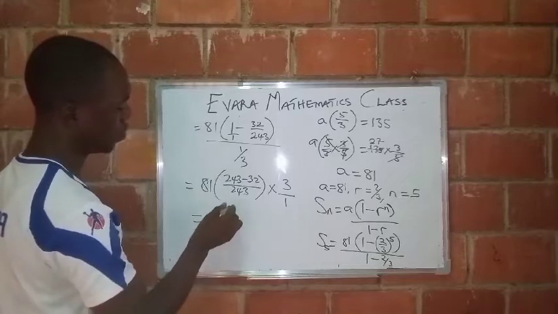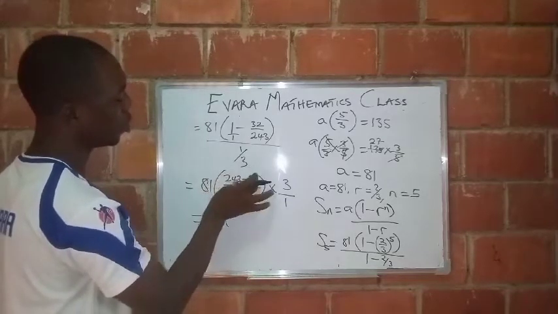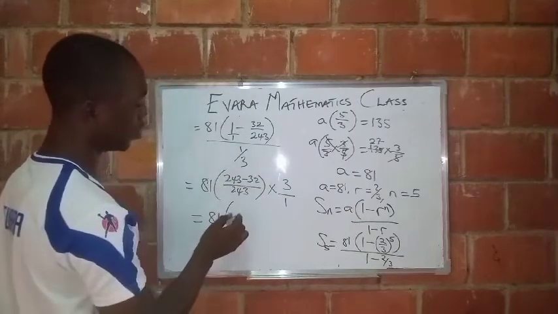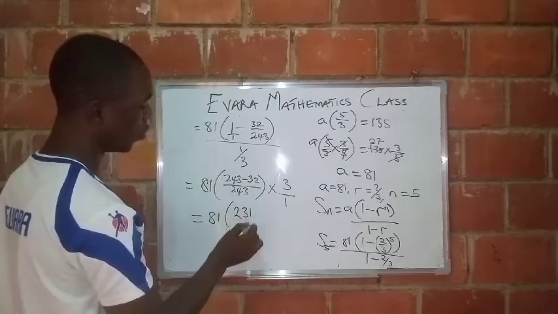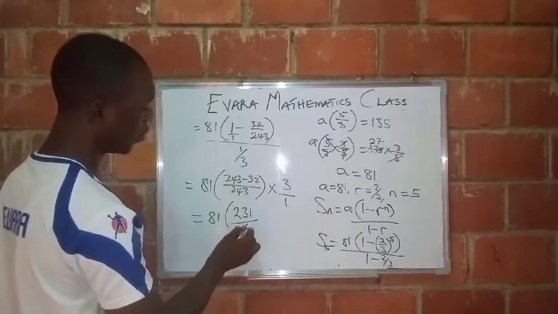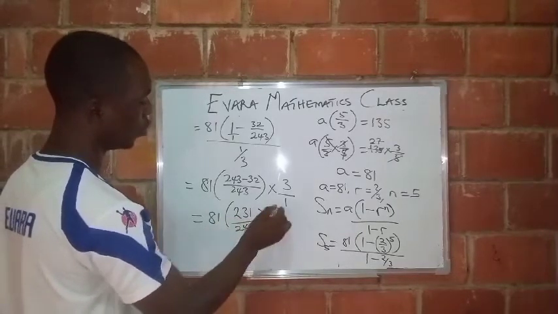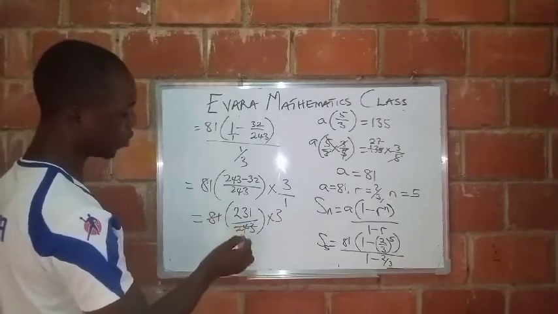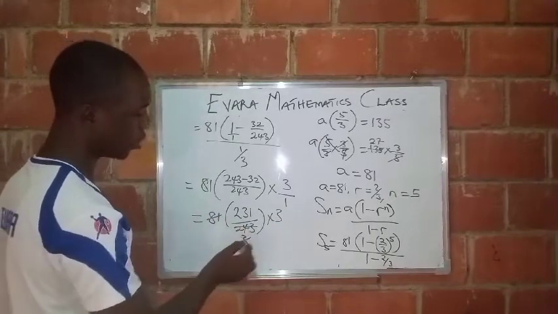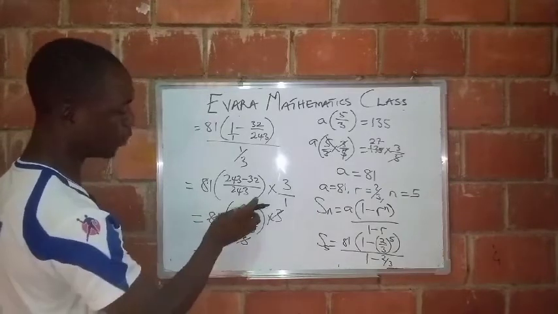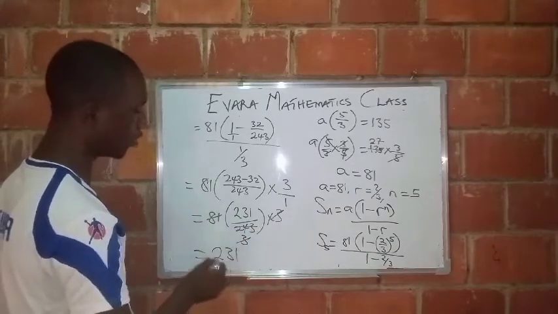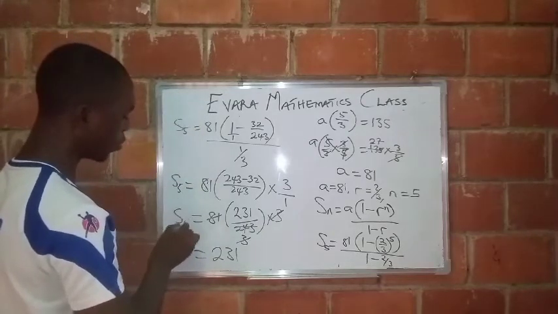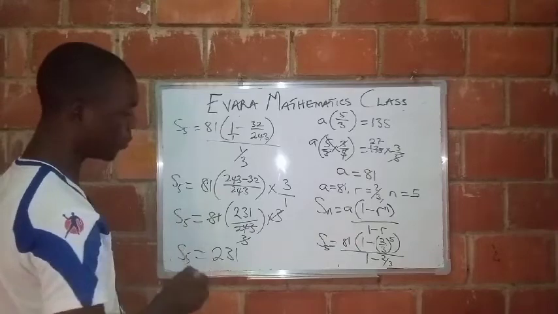So that will be 81 into bracket 243 minus 32. 243 minus 32, that is 231 over 243 multiply by 3. So 81 divides 243 3 times, and 3 also divides 3. We are left with only 231. So the sum of the first 5 terms of this geometric progression is what? 231.